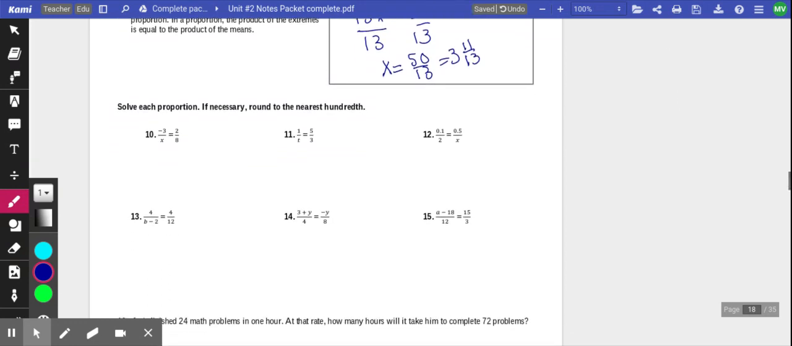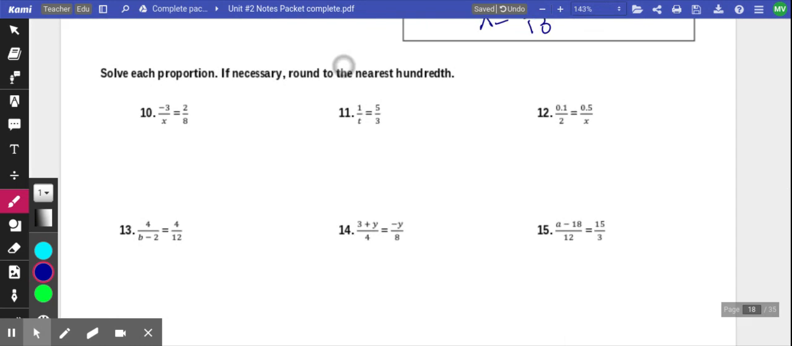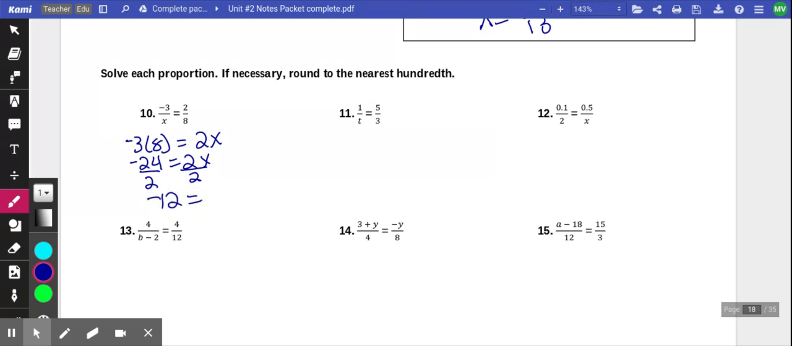So now let's solve a couple more together, and then I want you to pause and solve the rest on your own. So I'm going to solve number 10 and 13. Now, number 10, there's a negative there. So it's important when there's a negative that you keep that negative only in the numerator or denominator. So I'm going to do negative 3 times 8 is equal to 2 times x. That's negative 24 is equal to 2x. I divide both sides by 2, and negative 12 equals x.